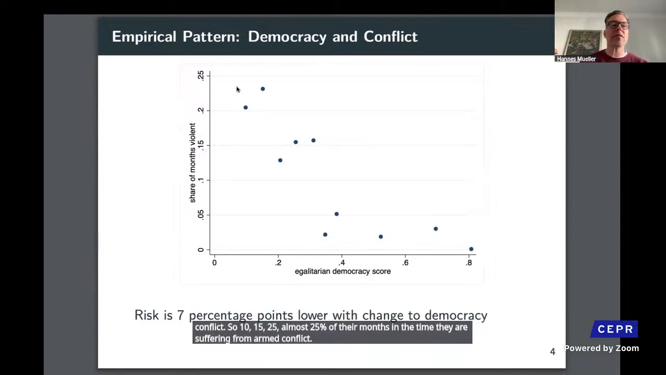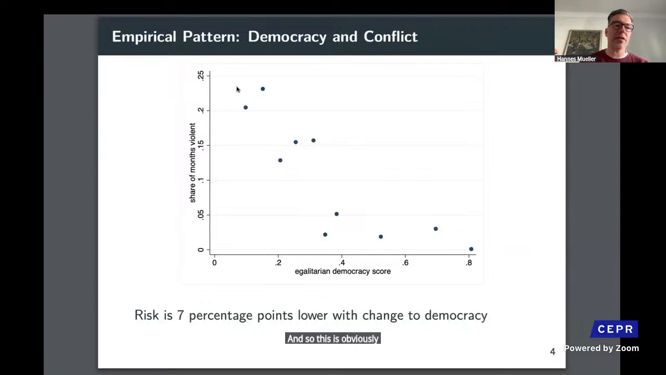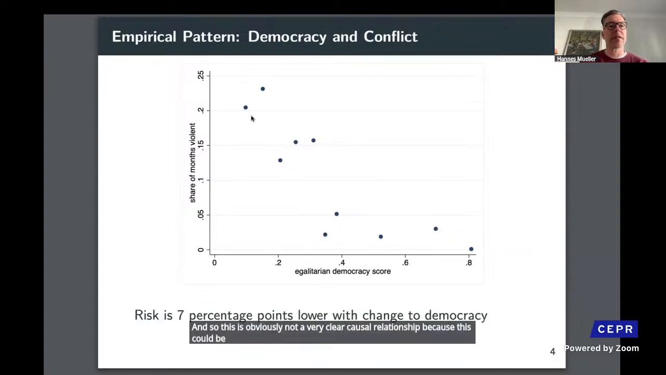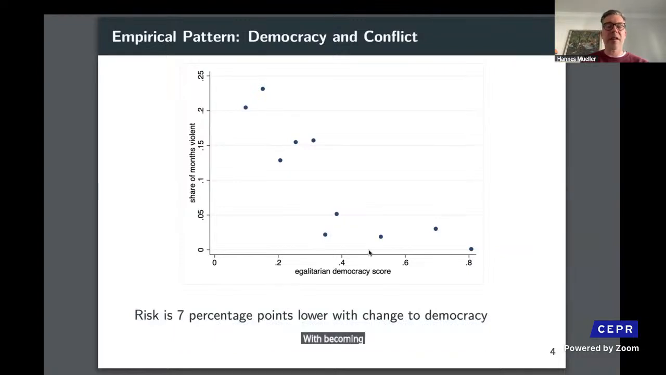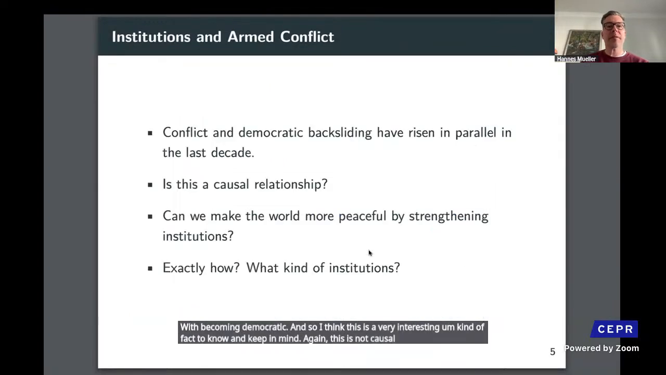Right. So this is obviously not a very clear causal relationship, because this could be driven by all kinds of things. But it is also good to know that this also holds within countries. When a country becomes more democratic, it also becomes less violent. The decrease on average is 7 percentage points lower violence extent with becoming democratic, right? So I think this is a very interesting fact to know and keep in mind. Again, this is not causal, but it's good to know.